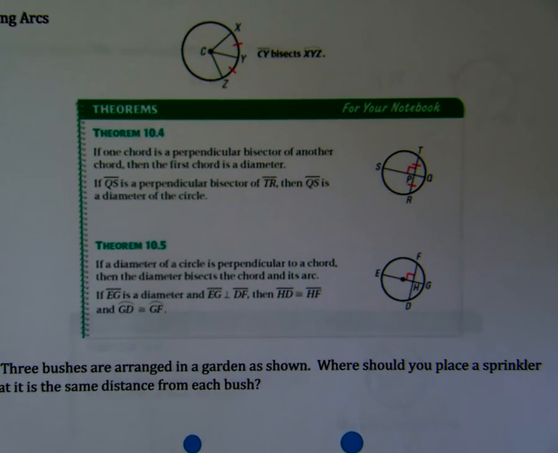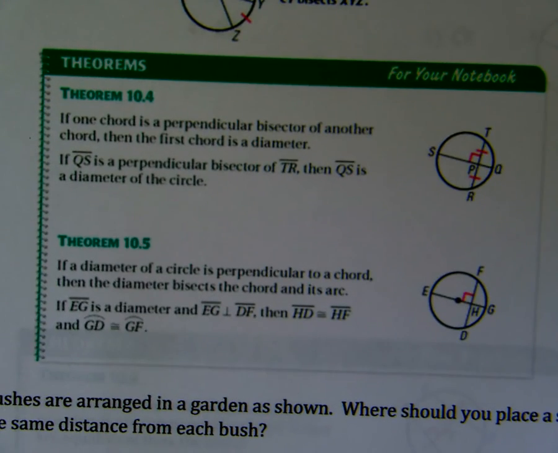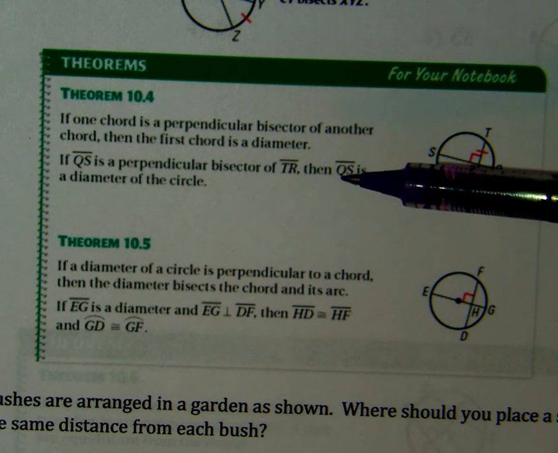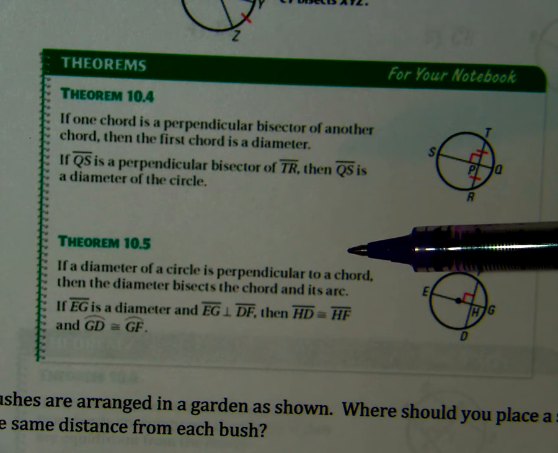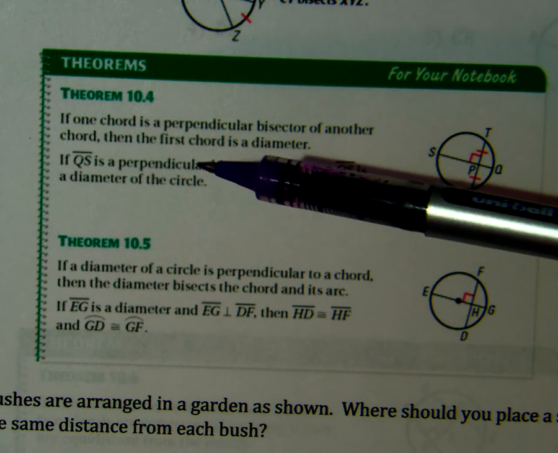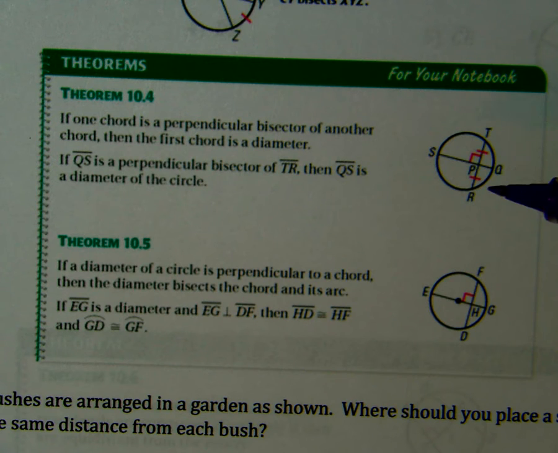So rather than having you copy them down, I just copied these directly out of the book because they're a little wordy, so we'll just kind of talk about them. This is one of those cases where it's not an if and only if statement, because proving it one way is not exactly the same as the reverse. But these are essentially 2 sides of the same coin, all right? So the first one here is that if you have 2 chords, okay, where that one chord cuts the other one in half and is perpendicular. So one chord is the perpendicular bisector of the other.